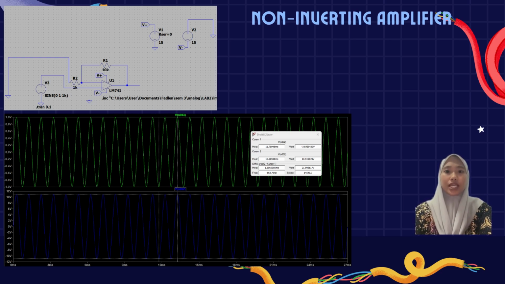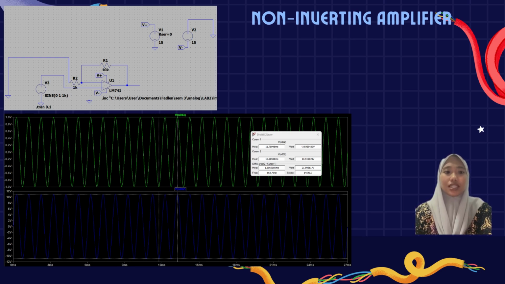For the second one is non-inverting amplifier. The input signal is applied directly to the op-amp's non-inverting, which is positive terminal. A voltage divider made of R2 and R1 is connected to the inverting negative terminal. The output signal is fed back to the inverting input through the feedback network.